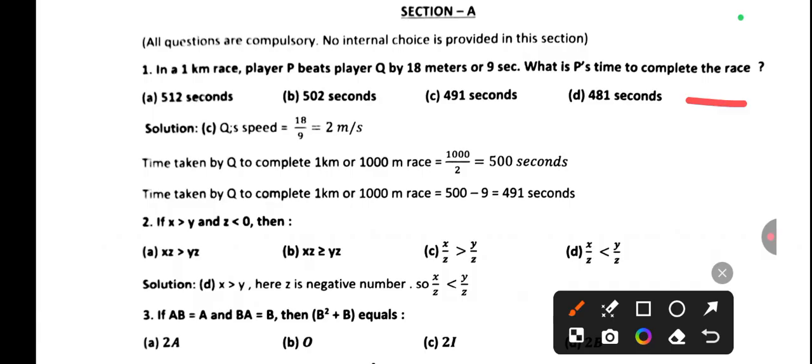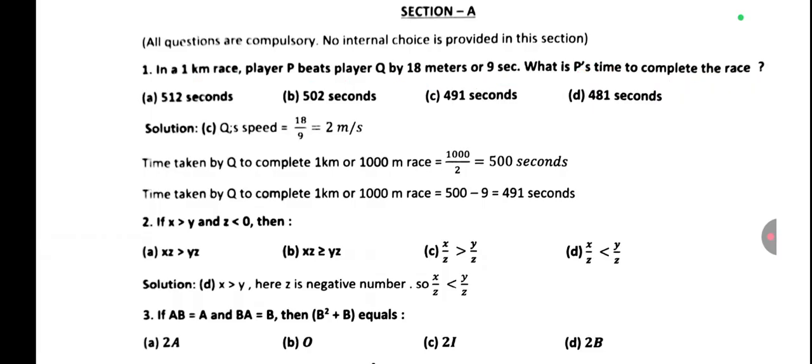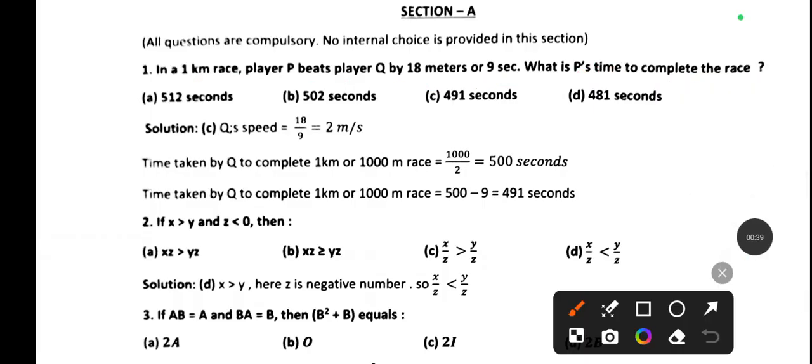So question number 1, from last year's board exam question paper. In a 1 kilometer race, player P beats Q by 18 meters or 9 seconds. What is P's time to complete the race? Is this question clear? Check. The race is a 1 kilometer race. Player P beats Q by 18 meters, or by 9 seconds. What is P's time to complete the race?